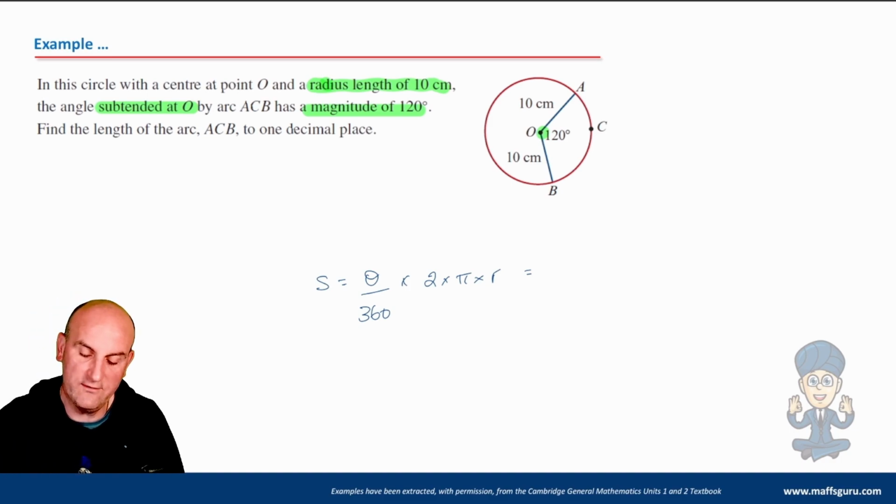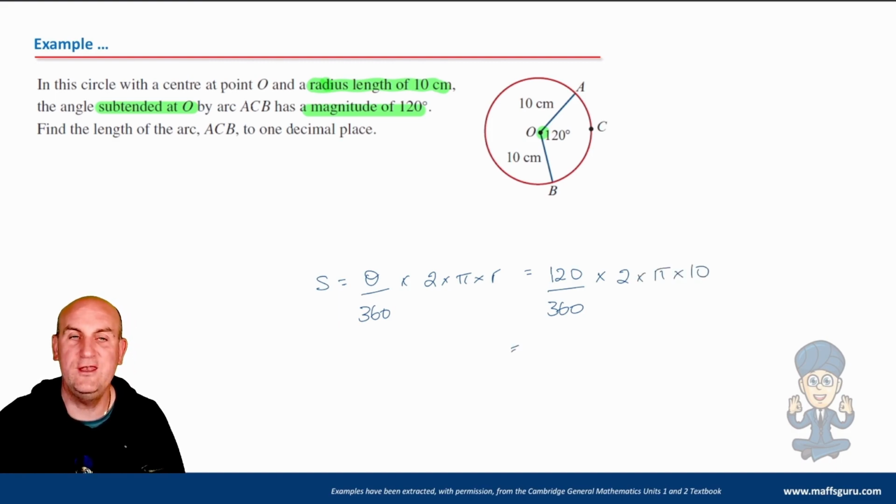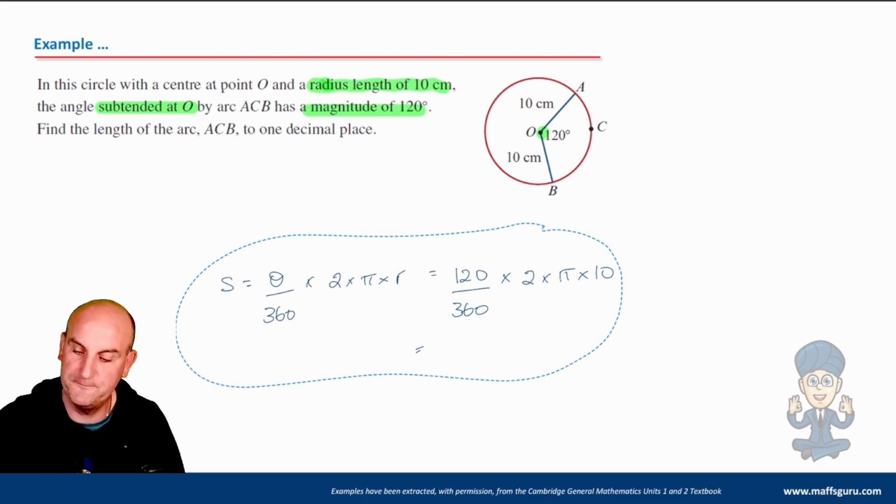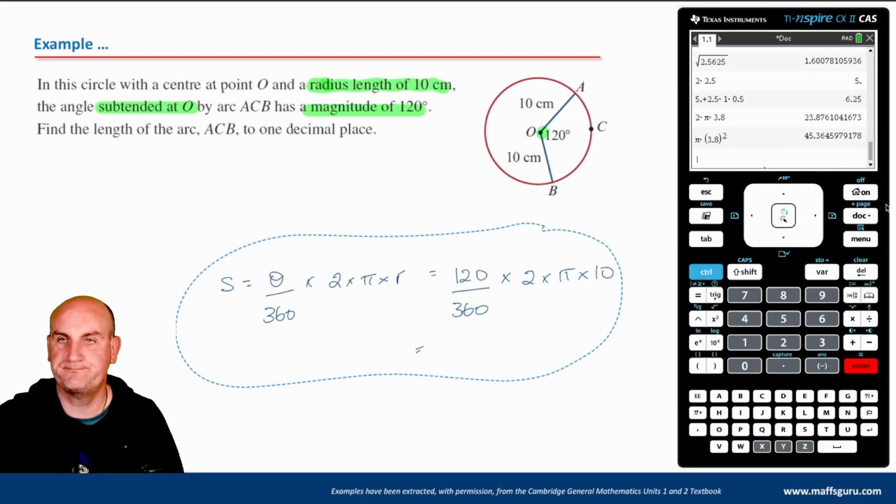So what angle did we have? Well, the angle was 120 degrees out of 360. That's my fraction of my circumference, which is 2 times pi times my radius of 10. Cannot be working that out in my head. Likewise, don't think I've left enough room for my calculator, so let's move this over. Fire at me, Kaz. And there we go.